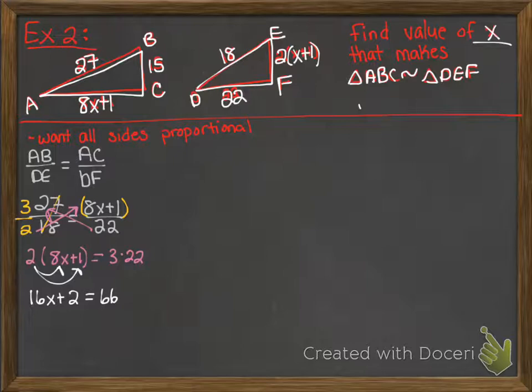Are y'all with me right now? Let's pause for a second. A lot of you are telling me my next step. What is it? What's 66 minus 2? Good. 64. When I divide by 16, I'm left with x equals 4.